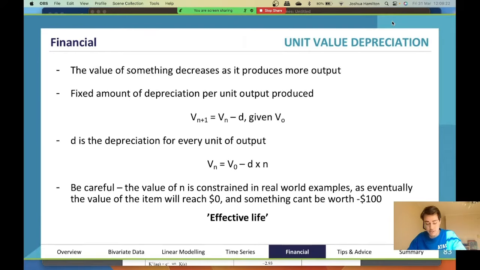There's no example for that one, but essentially think of it like a printer. So think of it like a printer, and you say, all right, it loses 10 cents per 100 pages.